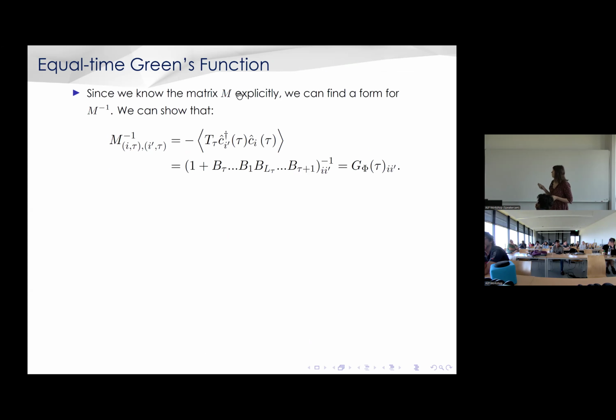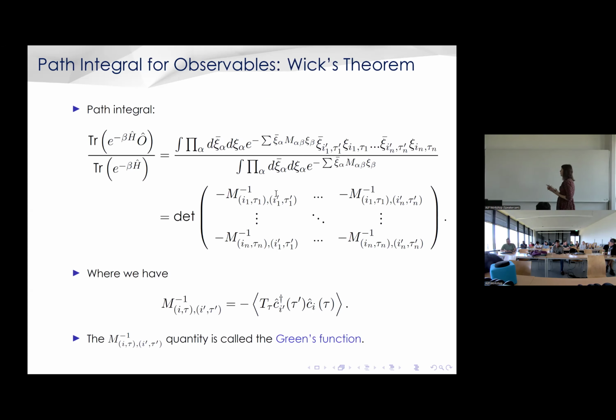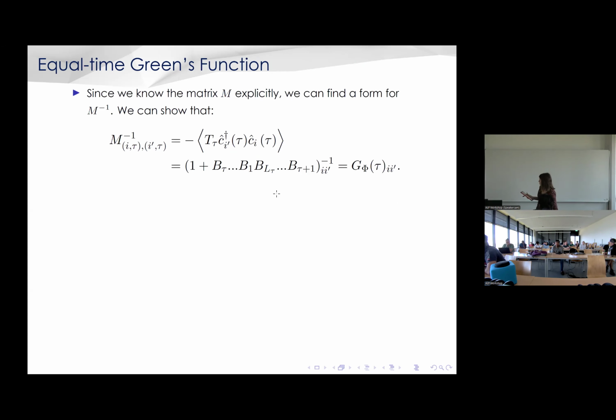But since we know the form of the matrix M explicitly, we can find a form for M inverse. We saw earlier that the weights were the determinant of 1 plus the product of B matrices. This looks somewhat familiar, and I thought I'd show you a relatively fast way, just staying in terms of operators, to see why this is the expression that you get.